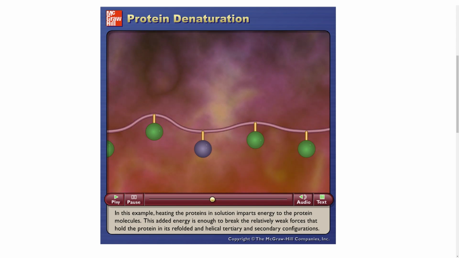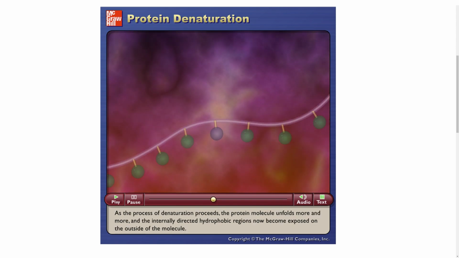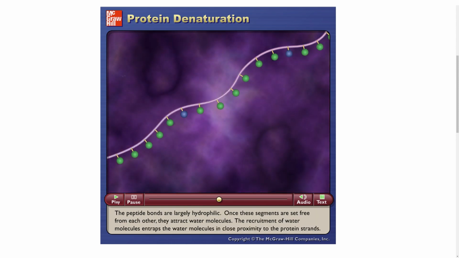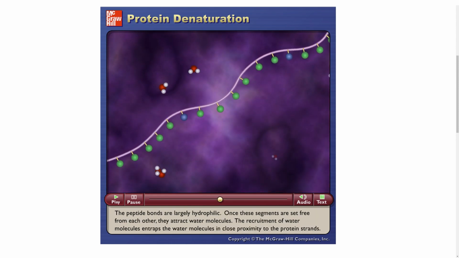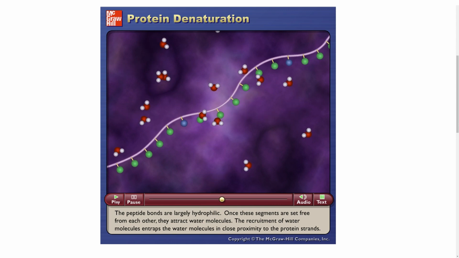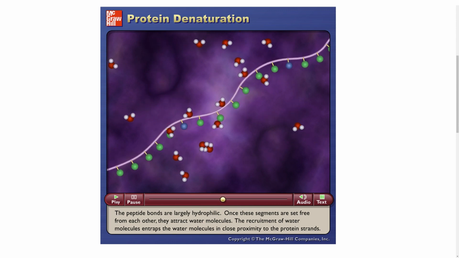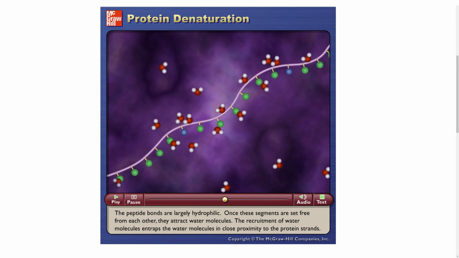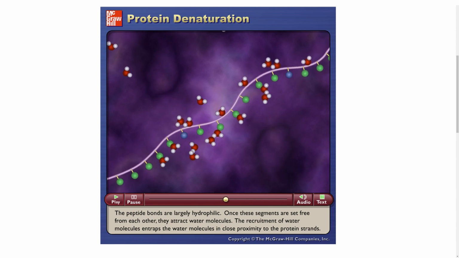tertiary and secondary configurations. As the process of denaturation proceeds, the protein molecule unfolds more and more, and the internally directed hydrophobic regions now become exposed on the outside of the molecule. The peptide bonds are largely hydrophilic. Once these segments are set free from each other, they attract water molecules. The recruitment of water molecules entraps the water molecules in close proximity to the protein strands.